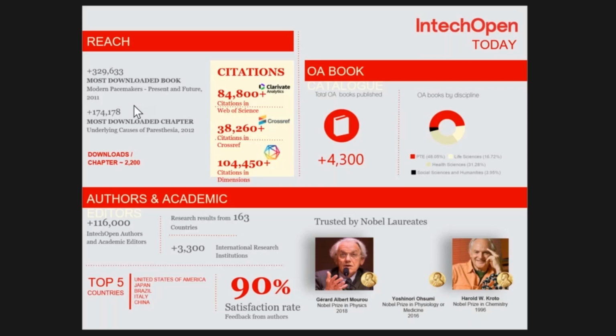We have a huge range of authors. We have more than 116,000. We're working in 163 countries in the world. We have published work from more than 3,300 institutional research centers and institutions. And we've worked with recently the 2018 Nobel laureate in physics, Gerard Mourou. Excuse me.